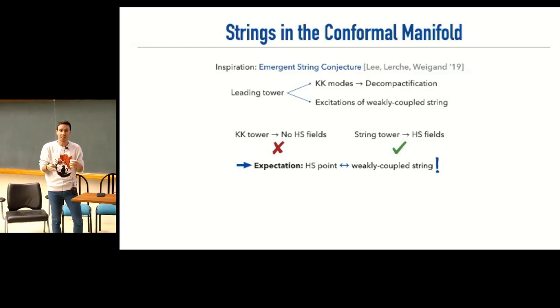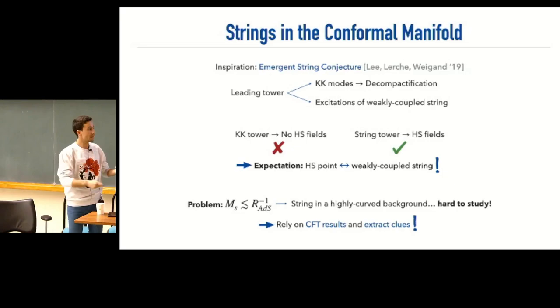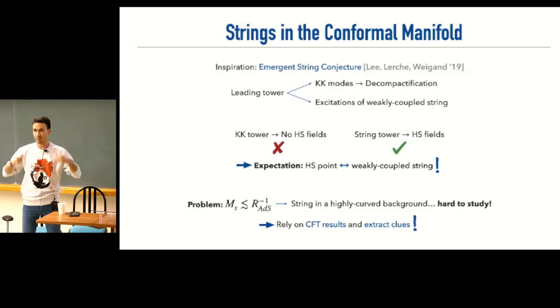However, this raises a problem, because I'm telling you that I have a string that is becoming tensionless in AdS. That means that in this limit, the string is quantized in a highly curved background, which is very hard to study, or at least not trivial at all. So I won't be able to just go there and study the string and give you its properties. This is why I'm going to take the more explorative approach of relying on the CFT results that I can derive, and then just try to extract clues.